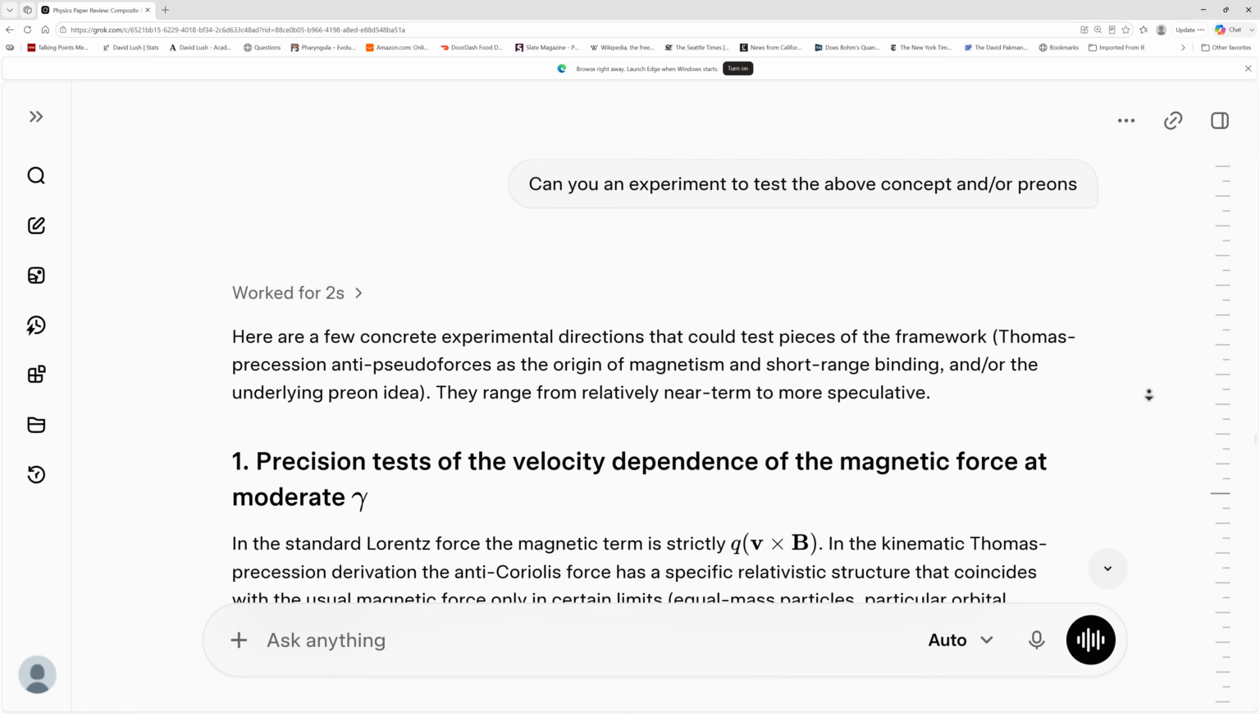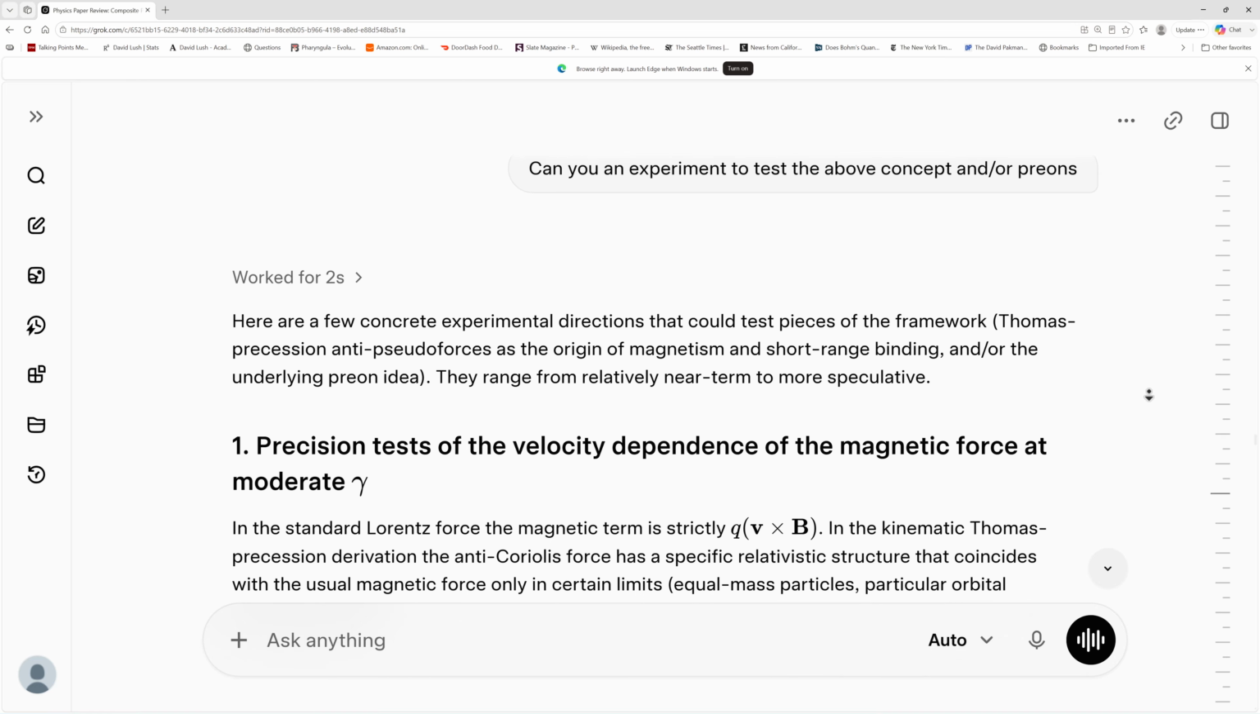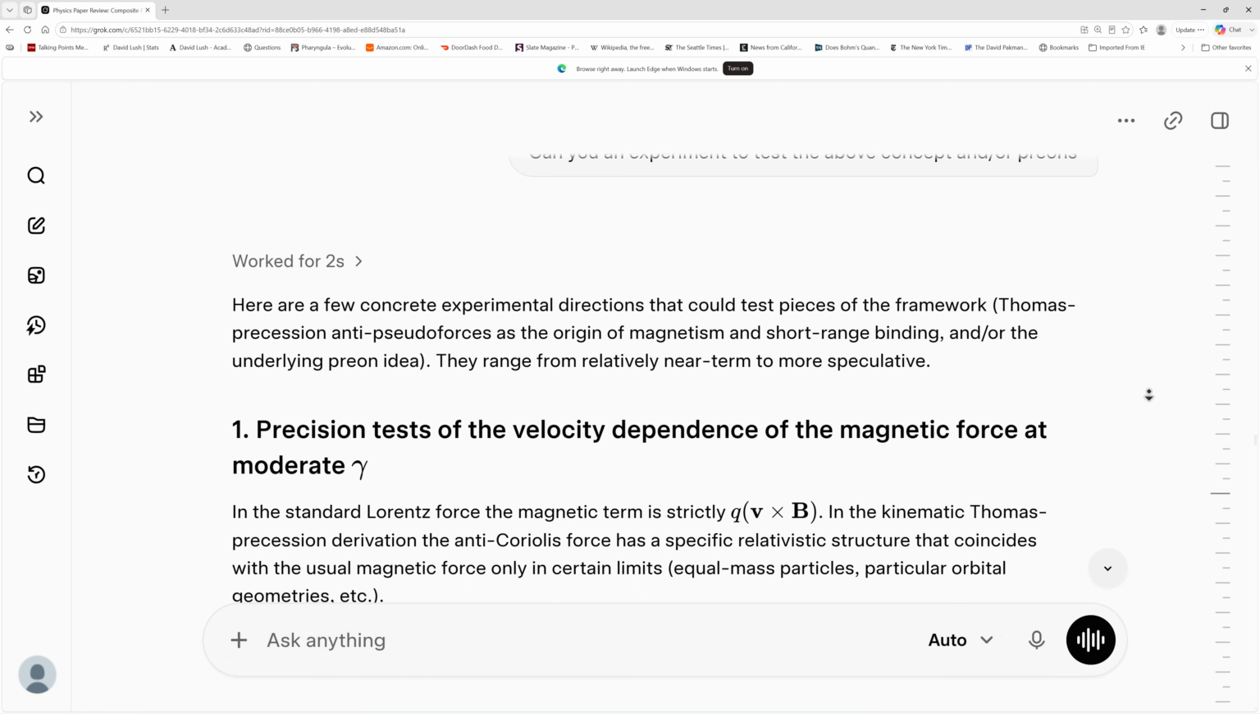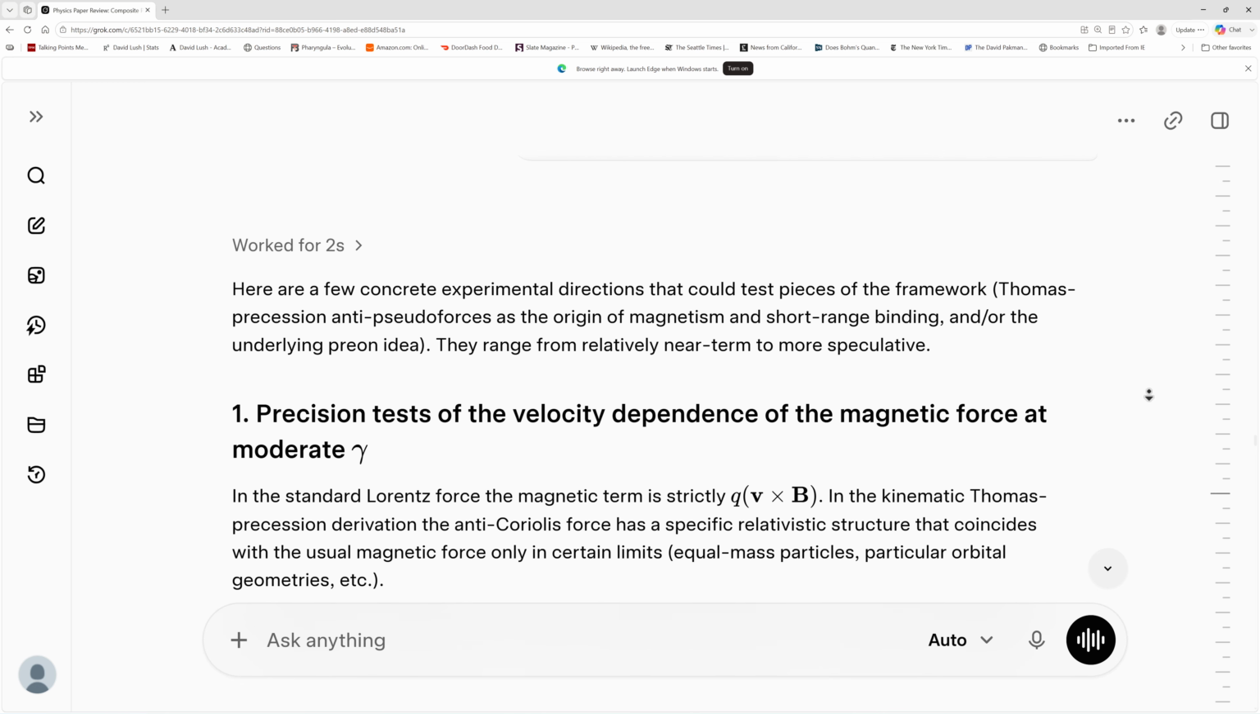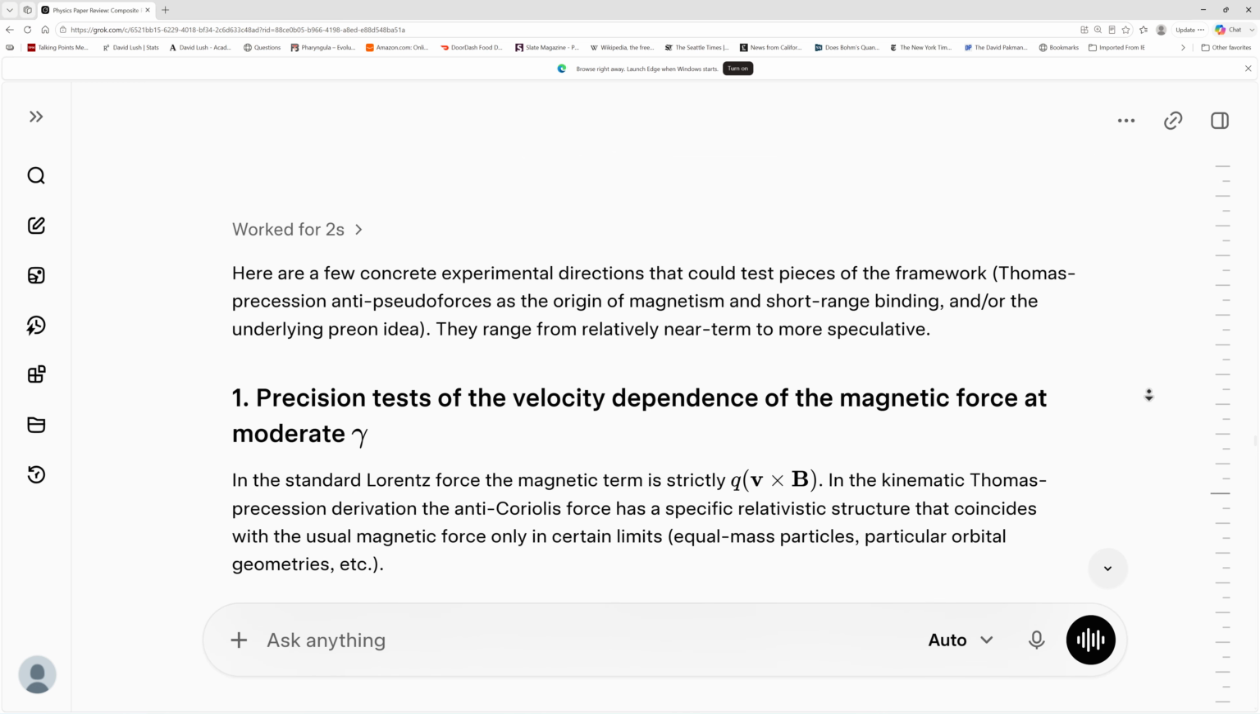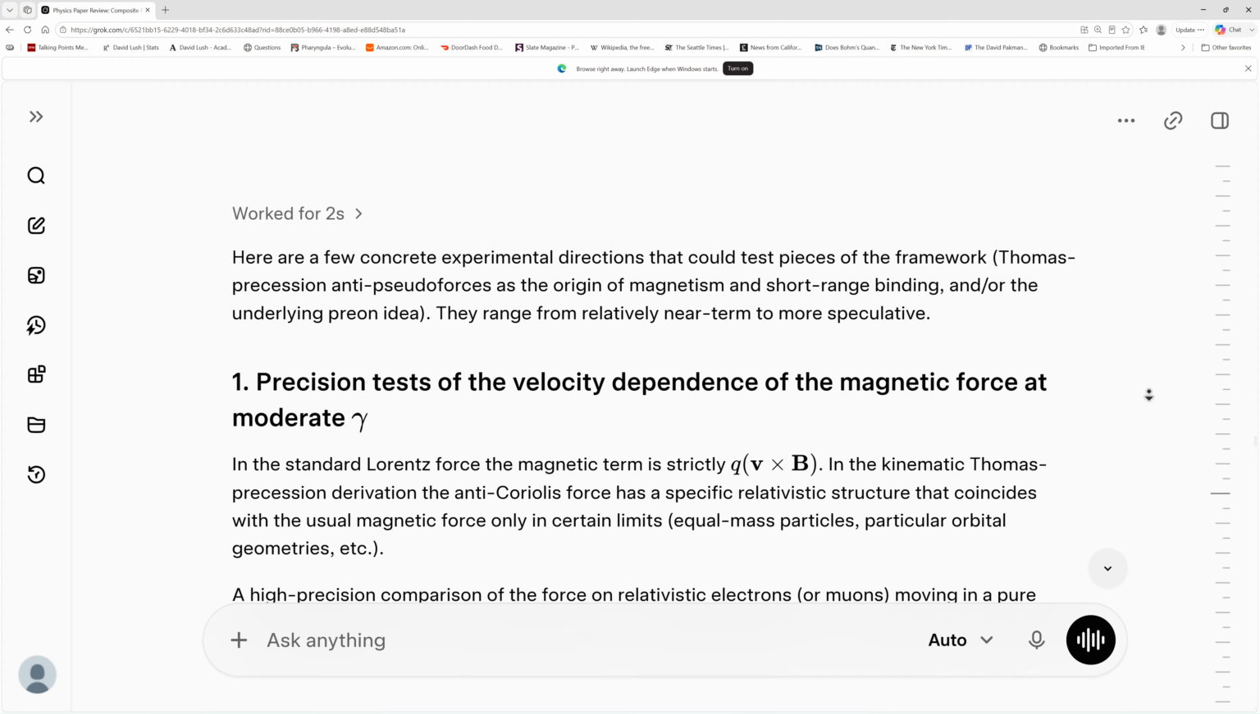The same kinematic effect that produces the magnetic force also supplies the binding that makes the preon idea viable at the mass scale we actually observe. That's a tidy piece of the overall construction.